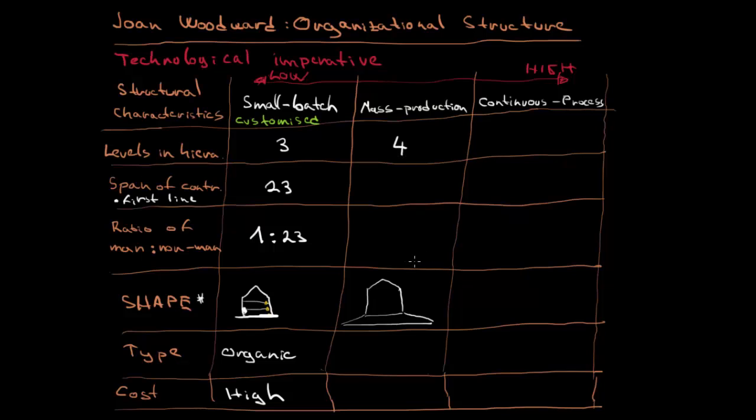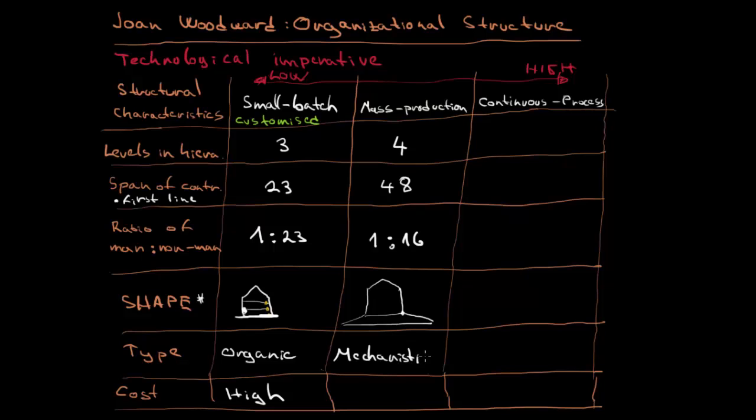And now when we are moving to the span of control, you can see that the lowest level is very wide, so we will have 48. So this manager right over here is going to have 48 employees whom he is monitoring under himself, and the ratio of managers to non-managers is going to be 1 to 16. That is very similar to the ratio in the small batch company. And the type of company is going to be mechanistic.